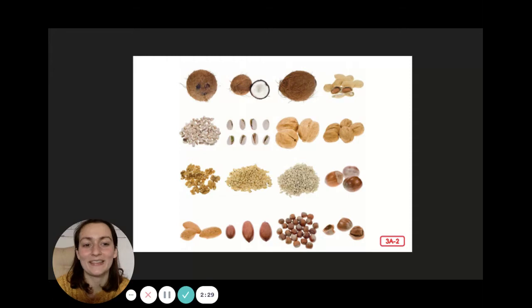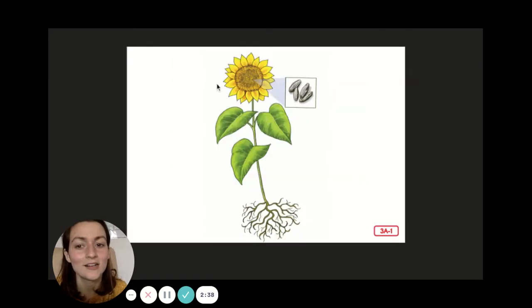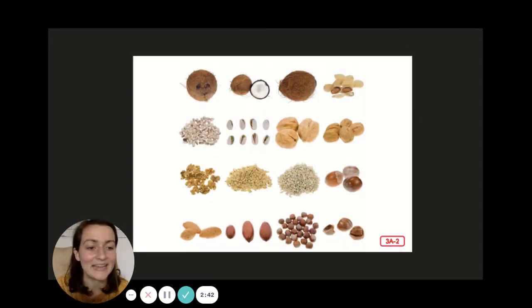You've already learned about the different parts of a plant. One of those parts is the seed. Where can you find the seeds on the sunflower? Right here in the center of the flower. Many plants begin with a seed. Seeds come in all shapes and sizes, and as you might guess, the seeds from different plants look really different.